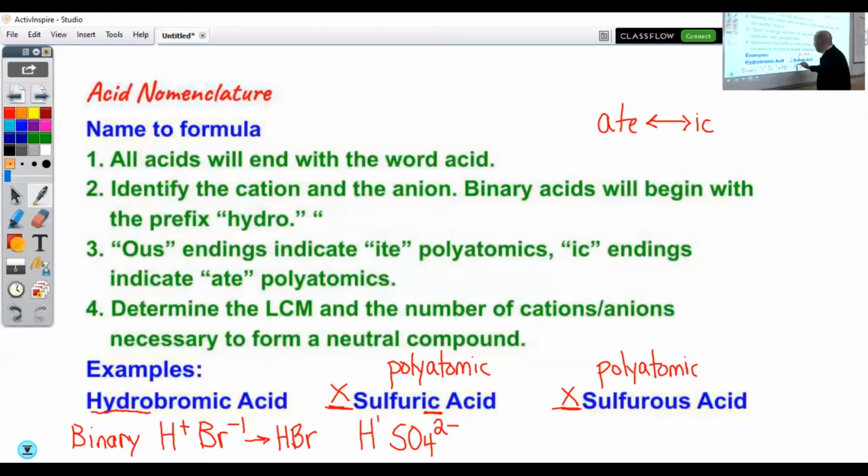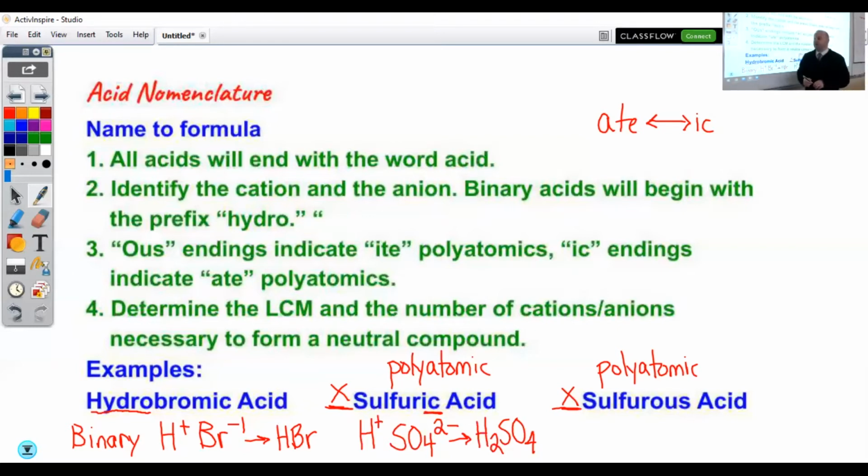Combine that with hydrogen. In order to get a neutral compound, because we have a -2 charge here, we're going to need 2 copies of hydrogen. So our final formula is going to be H2SO4. We need 2 hydrogens in order to balance out the -2 charge on sulfate.